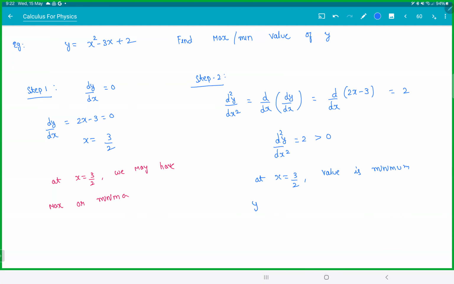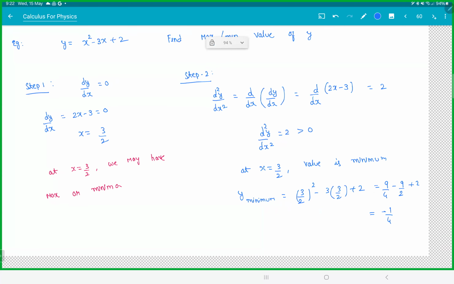And what is the minimum value? So therefore, y minimum, you have to put the value 3 by 2 there. So 3 by 2 whole square minus 3 into 3 by 2 plus 2. This is 9 by 4 minus 9 by 2 plus 2. That would be minus 9 by 4 plus 2, which is minus 1 by 4.